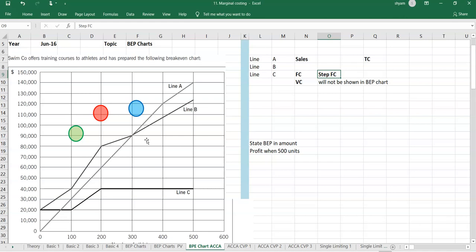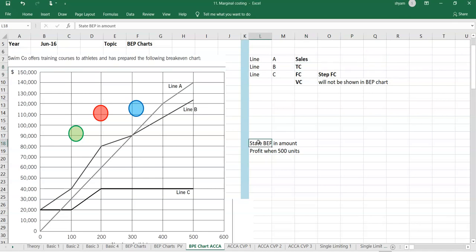So what is line B? See, line B starts at the fixed cost and it keeps going up. So line B should be the total cost, because it starts from the fixed cost, but it is also moving with the units. So this should be the total cost line. So we have got that.